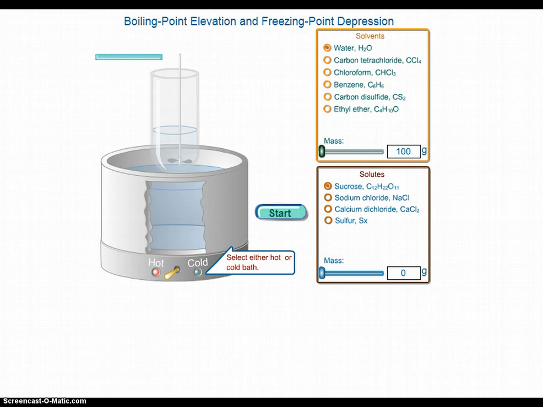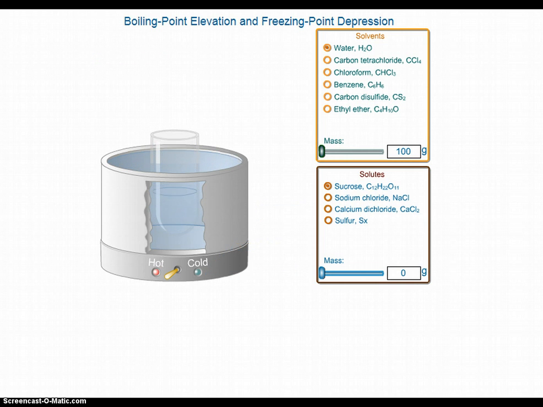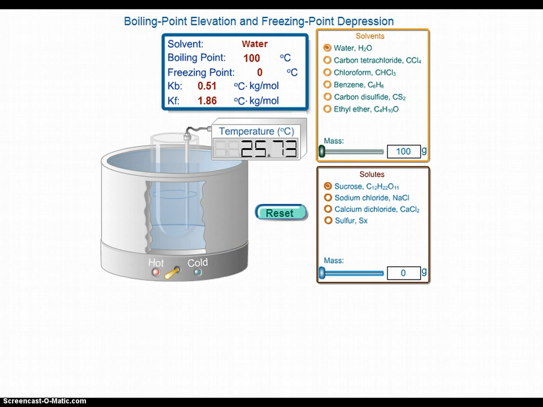In this animation from Iowa State's chemistry department, we can investigate boiling point elevation and freezing point depression. So imagine that this is a lab where we have a heating apparatus, and we're going to add a certain amount of, in this case, sucrose to 100 grams of water. So if we were to have 0 grams of sucrose, meaning pure water, and we lower that sample in, if the probe was in it, this data here is telling us that water typically boils at 100, freezes at 0.